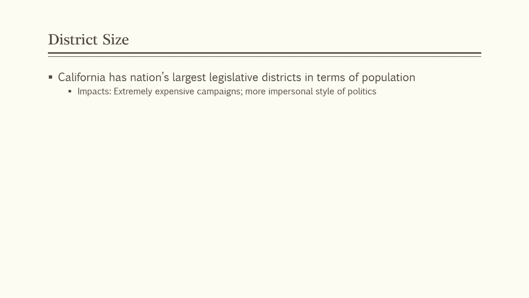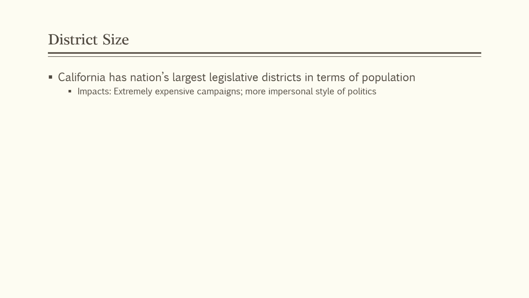And the state Senate, Texas is close to California in terms of district size, but every other state in the country is at least half the size or smaller in terms of state Senate district population sizes. So that has some impacts.